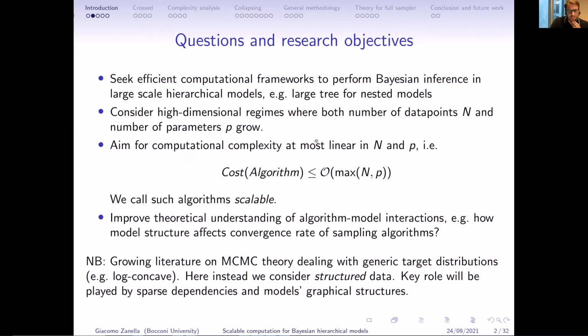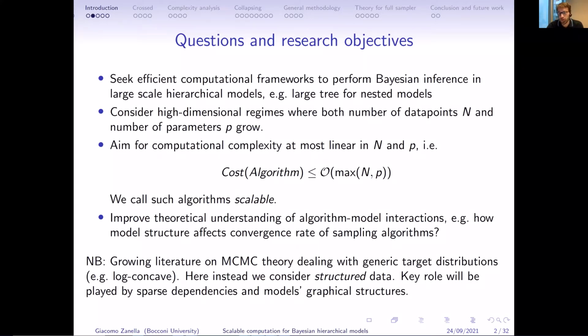That's just to set the context. To be a bit more specific, although still quite general, about the kind of questions and research objectives that we're going to look at in this presentation: broadly speaking, we're going to seek to perform Bayesian inference computationally in a scalable way. So we would like to have algorithms which scale to potentially large-scale hierarchical models. In the example before, you may have a large tree, and if you have a large tree, then you would have a large number both of data points n and parameters p. So we're going to look at asymptotic regimes where both the number of data points and parameters grow.